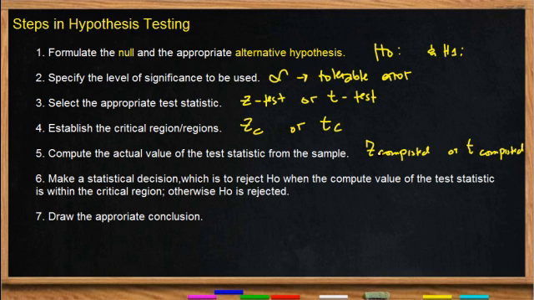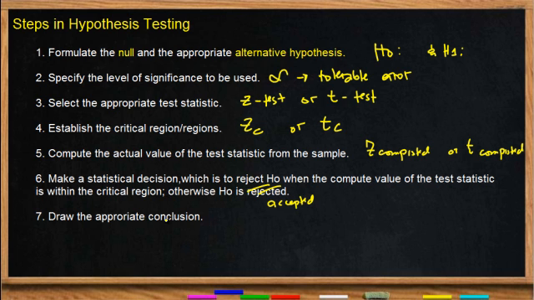Kung ang Z computed is nabelong sa ZC, therefore atong i-reject ato ang H0 when the computed value of the test statistic is within the critical region, meaning kung atong na-compute nga Z is nasa critical region, the ZC or the TC, atong i-reject ang atong H0. This is not rejected, but this otherwise H0 is accepted.